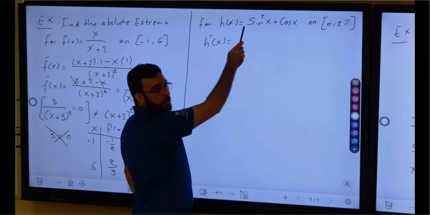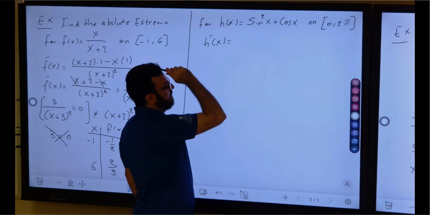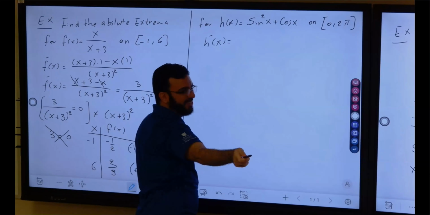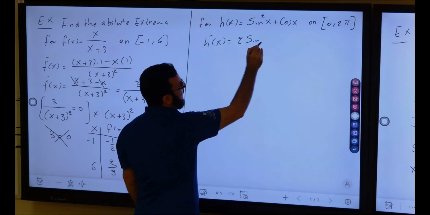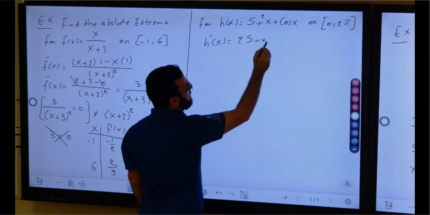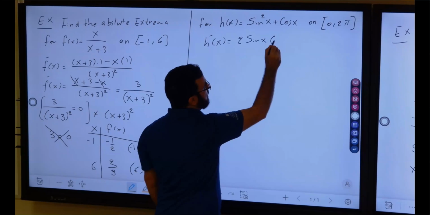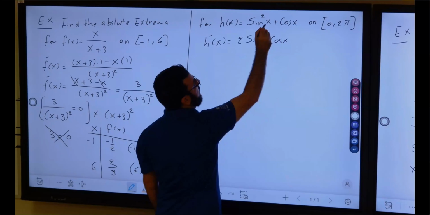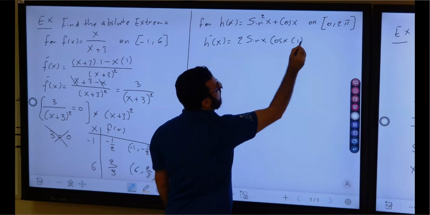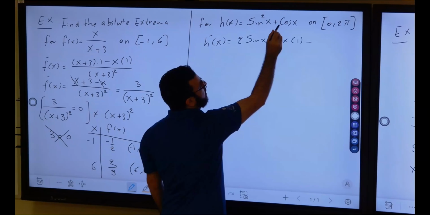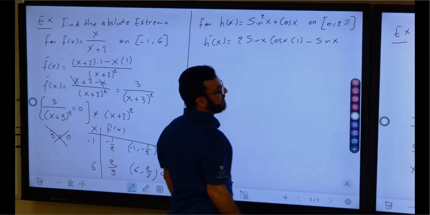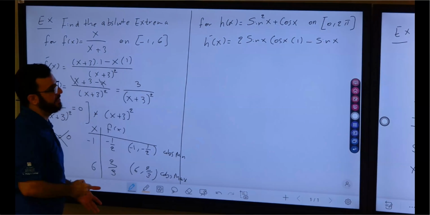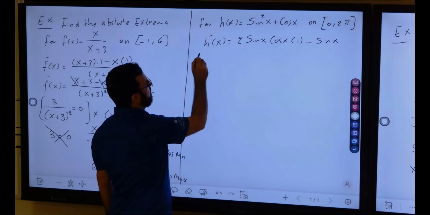Not the quotient, sorry, the chain rule. So it's 2 sine x, then the derivative of the sine is cosine x, then the derivative of the angle is 1. The derivative of the cosine now is negative sine x. That's the full part.